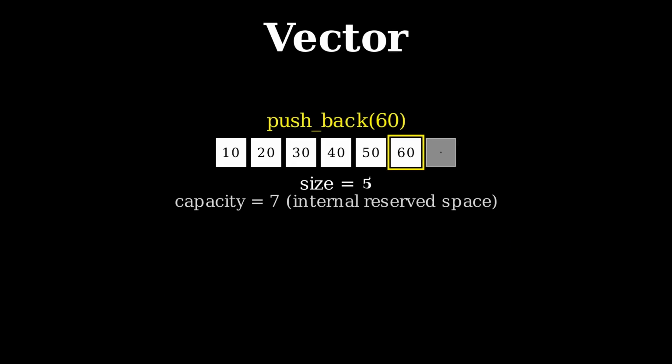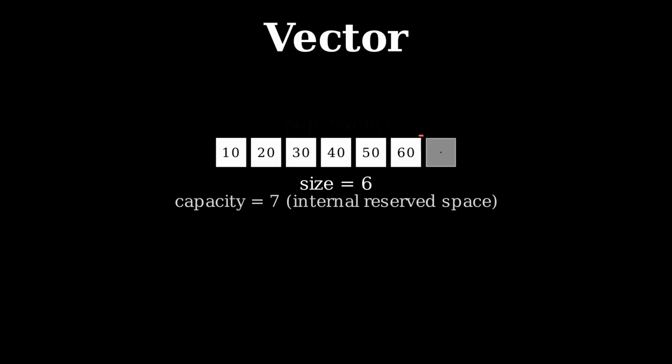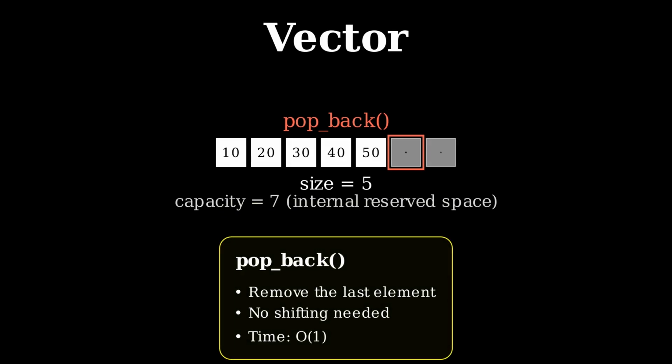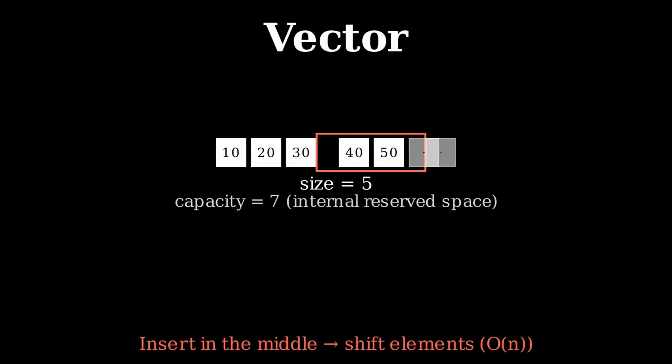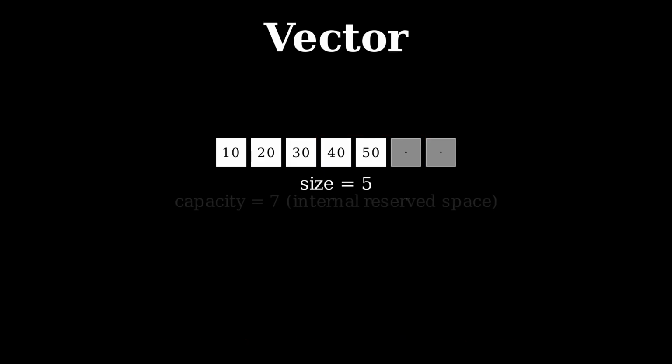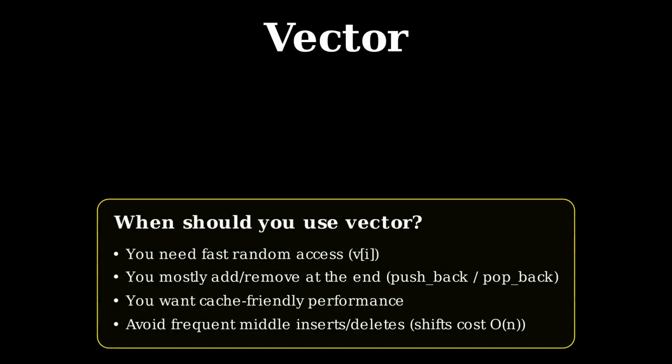We can add an element to the end of our array using push_back, and this takes O(1) time. When we use pop_back, the last element is removed. This operation takes O(1) time, making it very efficient. However, if you want to insert an element in the middle, it would require the data to be shifted, which will take O(n) time. Vectors are great when you need fast access by index and dynamic resizing.